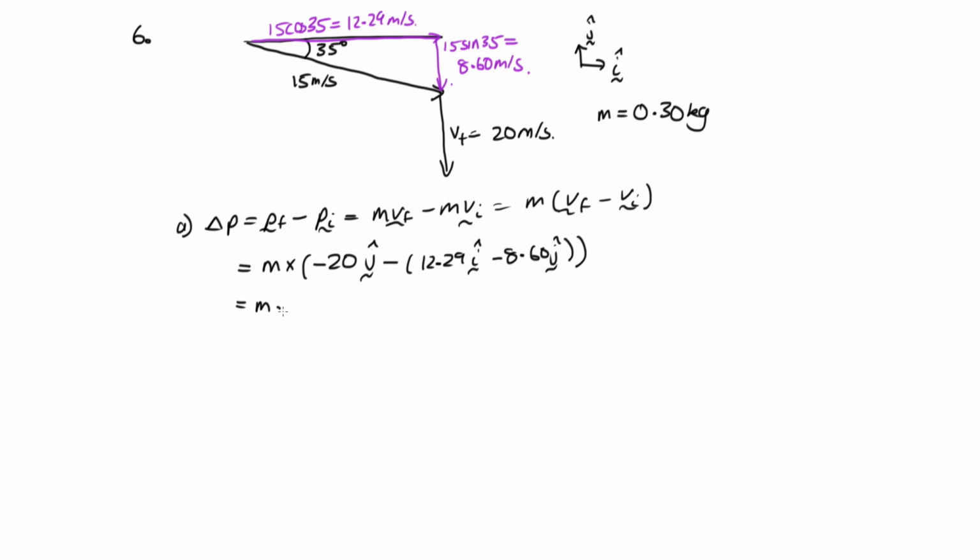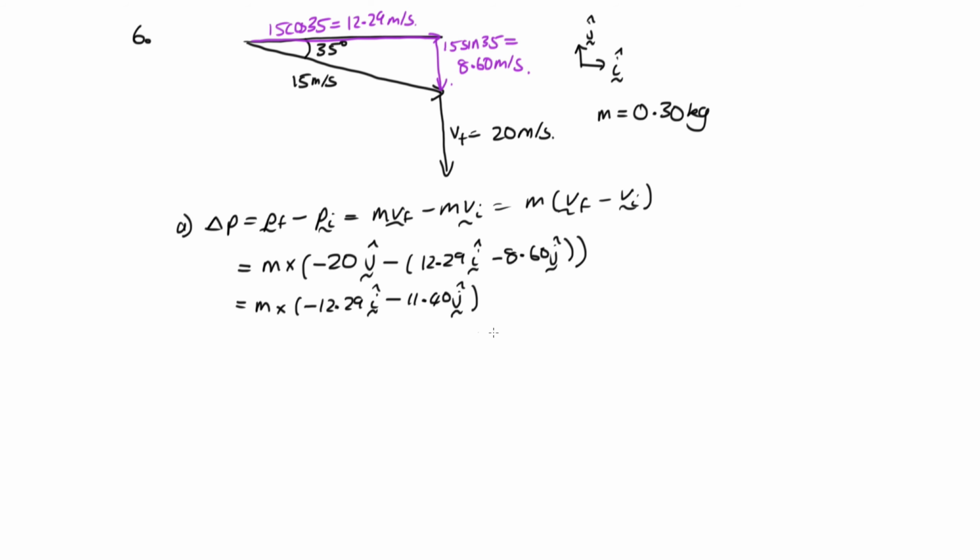And so this will be m times. Now in the I direction, we've just got the minus 12.29I. And then we've got minus 20J here and plus 8.6J here. So this is equal to minus 11.40J here. So we're asked to calculate the magnitude of this.